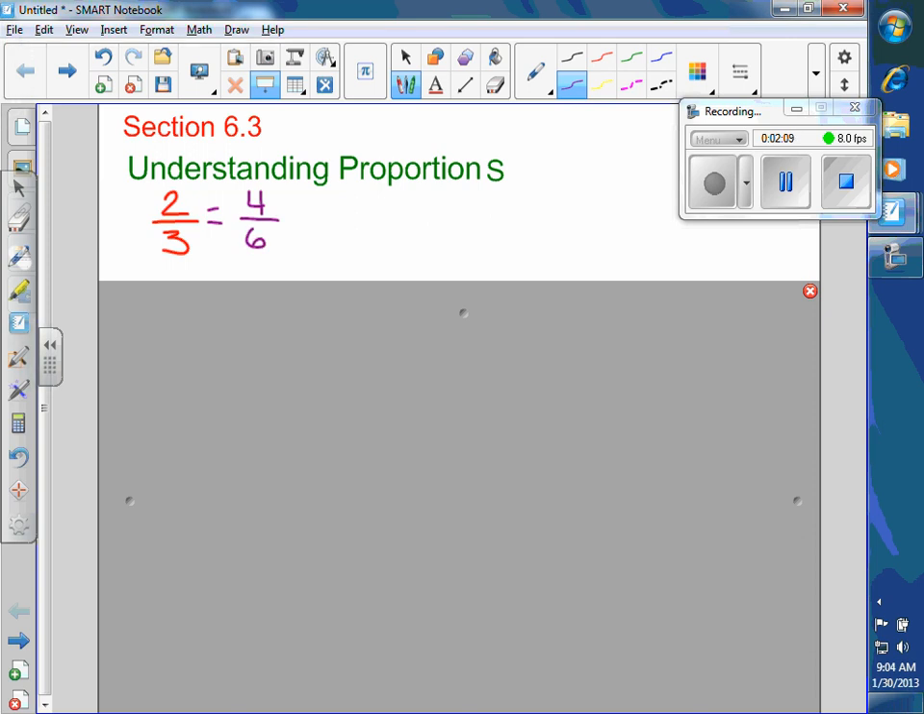So understanding proportions really means, do you know how to get equivalent ratios? If you have 2 equivalent ratios, like this pair, then you have what we call a proportion. This forms a proportion. 2 equivalent ratios makes a proportion. It's just like another vocabulary word.